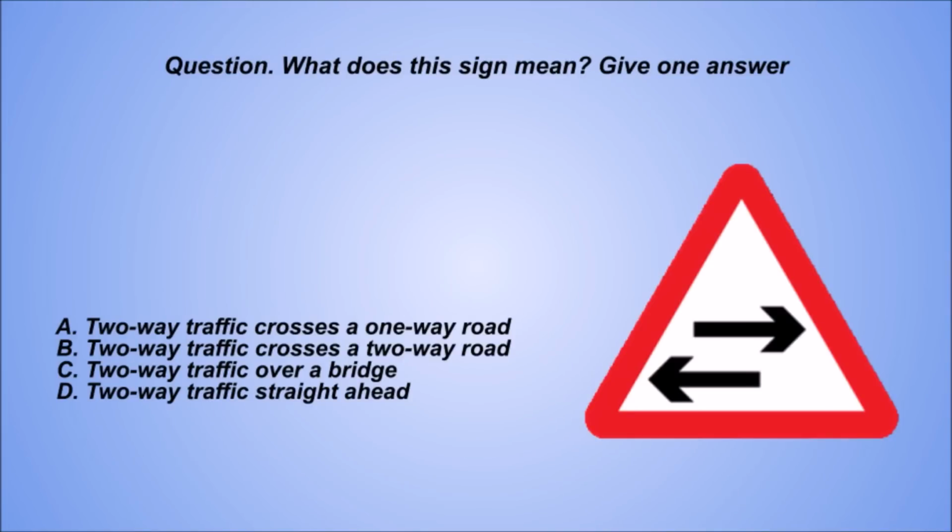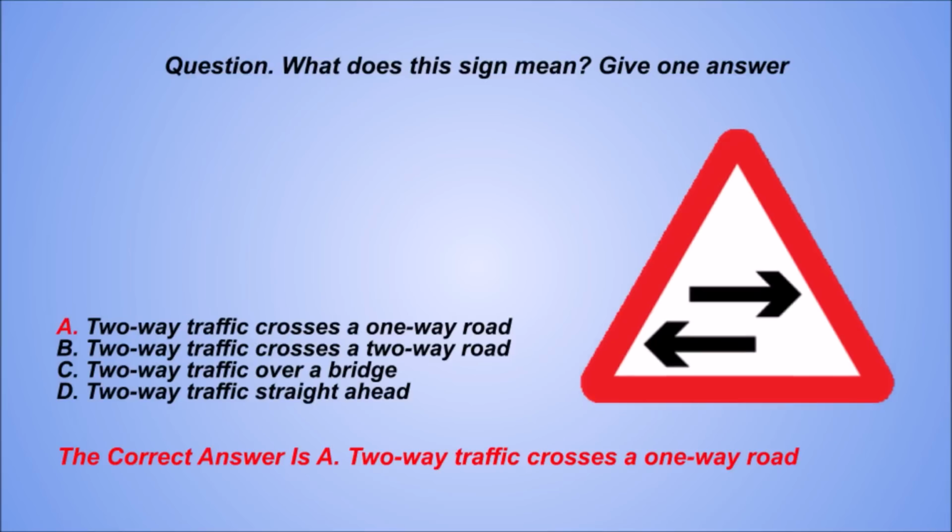Question. What does this sign mean? Give one answer. A. Two-way traffic crosses a one-way road. B. Two-way traffic crosses a two-way road. C. Two-way traffic over a bridge. D. Two-way traffic straight ahead.